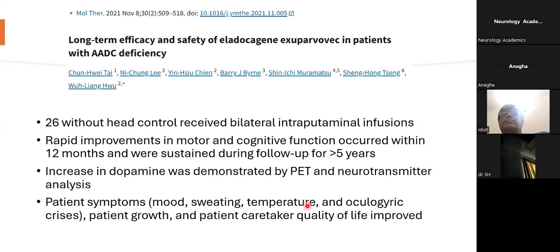The trial looking at the efficacy of this therapy was published in 2021. This looked at 26 patients without a control group receiving bilateral intraputaminal infusions. And there were rapid improvements in motor and cognitive function that occurred within 12 months and were sustained during follow-up for more than 5 years. And there was also an increase in dopamine demonstrated with PET-CT and neurotransmitter analysis. And there was also improvement in patient symptoms, patient growth, and caretaker quality of life.